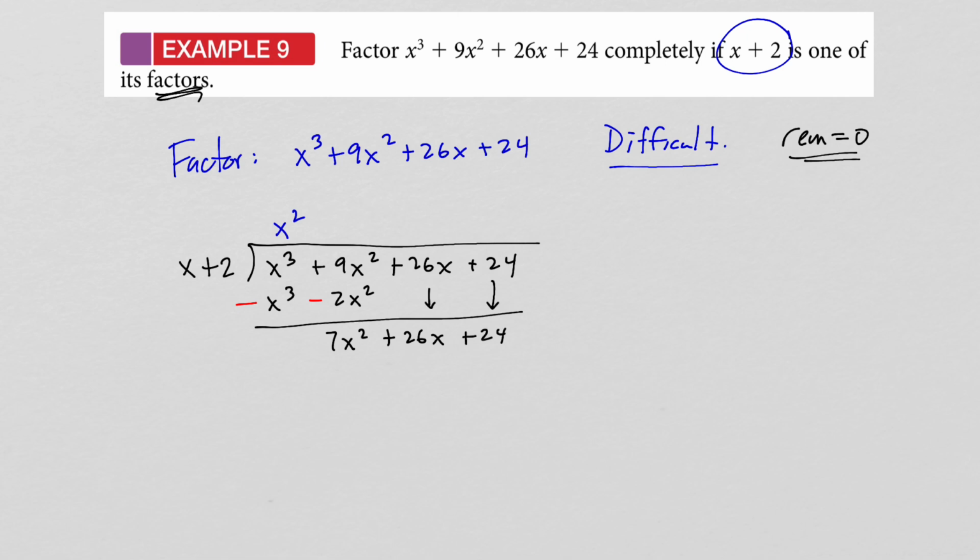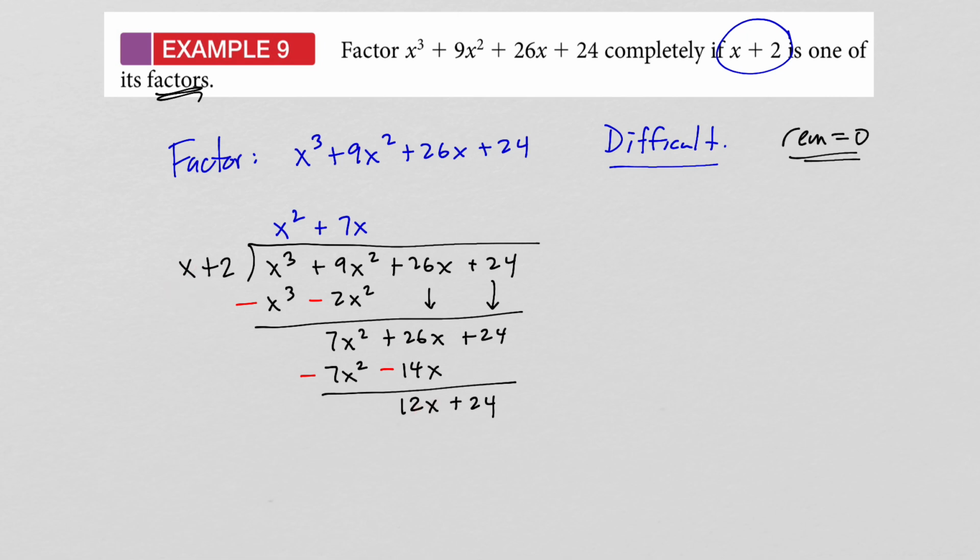Now let's repeat. x goes into 7x squared, positive 7x times. 7x times x is 7x squared. 7x times 2 is 14x, positive 14x. Now again, notice I don't put the plus sign. That's because I know I'm about to subtract. And it just looks better if you don't put the plus sign. What we have left here is 12x plus 24.